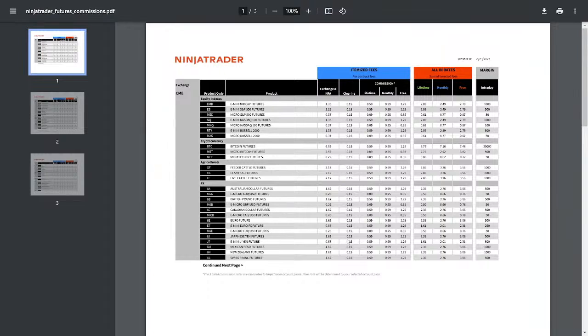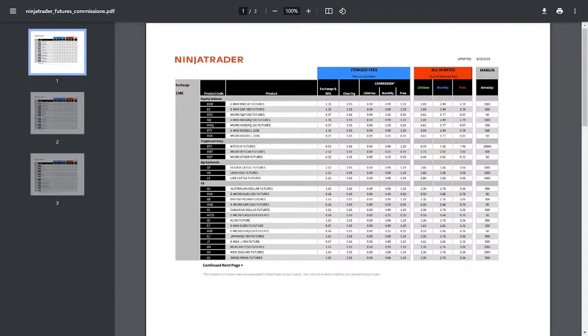It opens up this PDF. You can see here itemized fees, all-in rates, and then they break it down lifetime, monthly, and free to show you exactly what you would be paying, as well as the margins required. Now they list intraday here. That means during normal market hours.